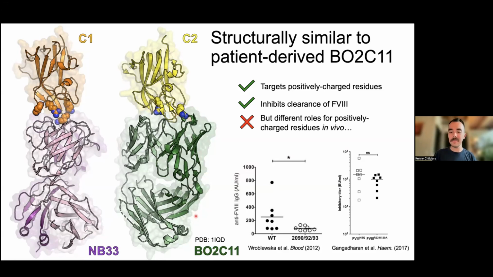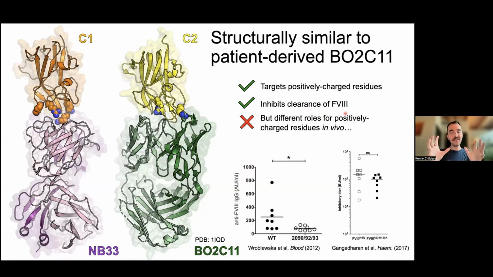And actually, there has been research that shows that when you bind BO2C11 to factor VIII, it's also going to inhibit the clearance of factor VIII. So we have these 2 different antibodies that bind to different regions of factor VIII, but when you bind them to factor VIII, they both bind to positively charged residues, and they also inhibit the clearance of factor VIII as well.